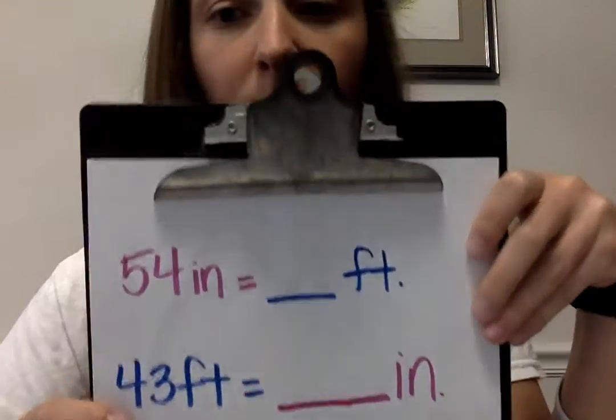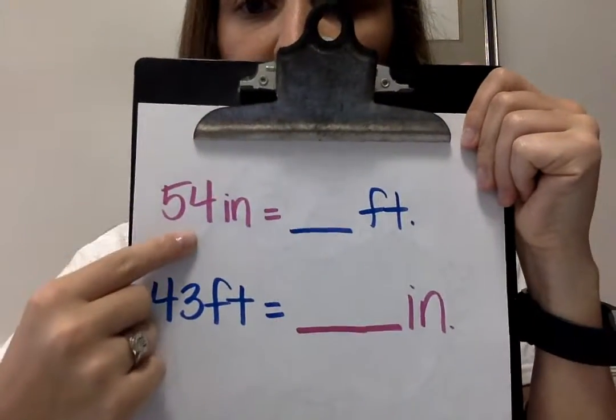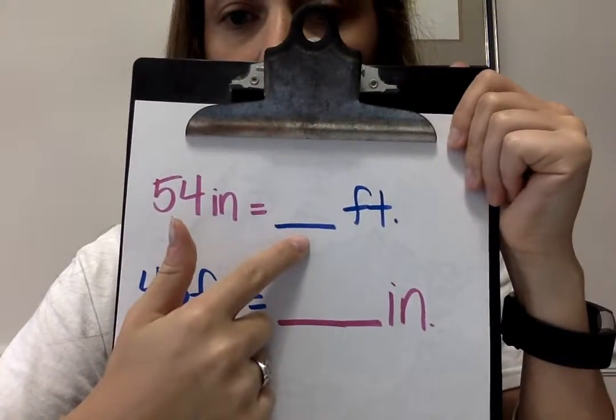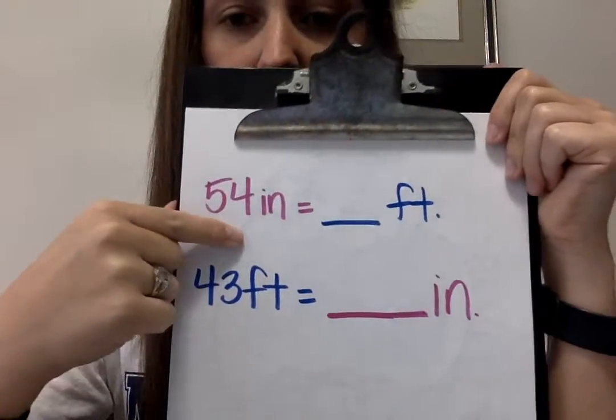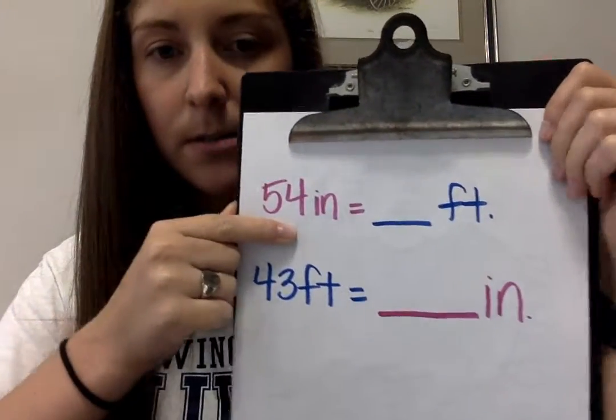So let's give some a try. If you have a scrap piece of paper or a sheet in your math notebook, you may want to write these down. We're going to go through and try 2 different problems real quick. The first one that we are going to try is 54 inches equals how many feet? So go ahead and take a couple seconds, write this down if you need to.